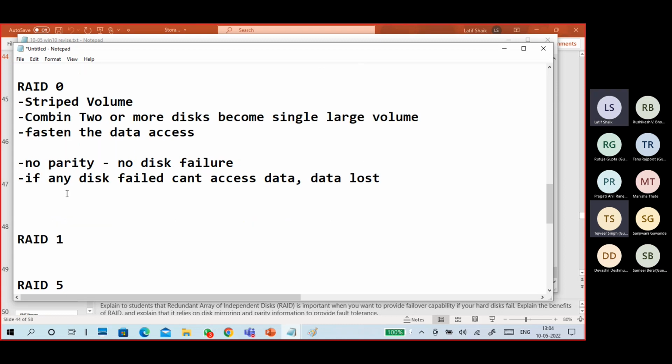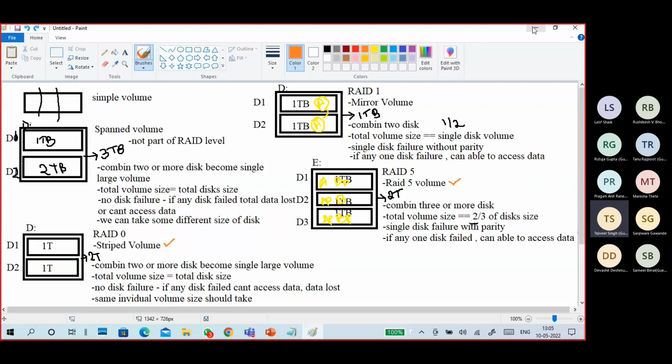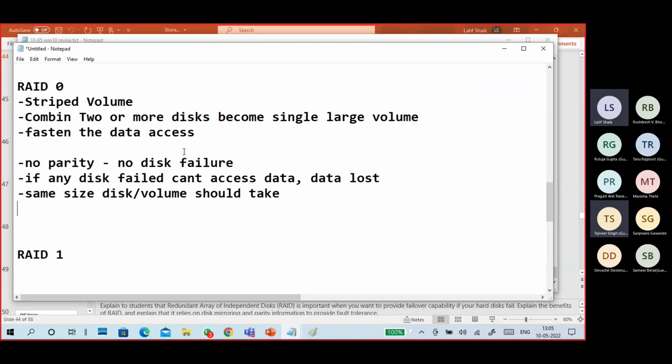No parity, no disk failure tolerance. If any disk fails, we can't access data. Data loss also occurs. It's called a stripe. Same size disk volumes you should take first, and then we create a volume. Any other point I missed here? The point is, if I want a very large disk, then I will go to RAID 0.